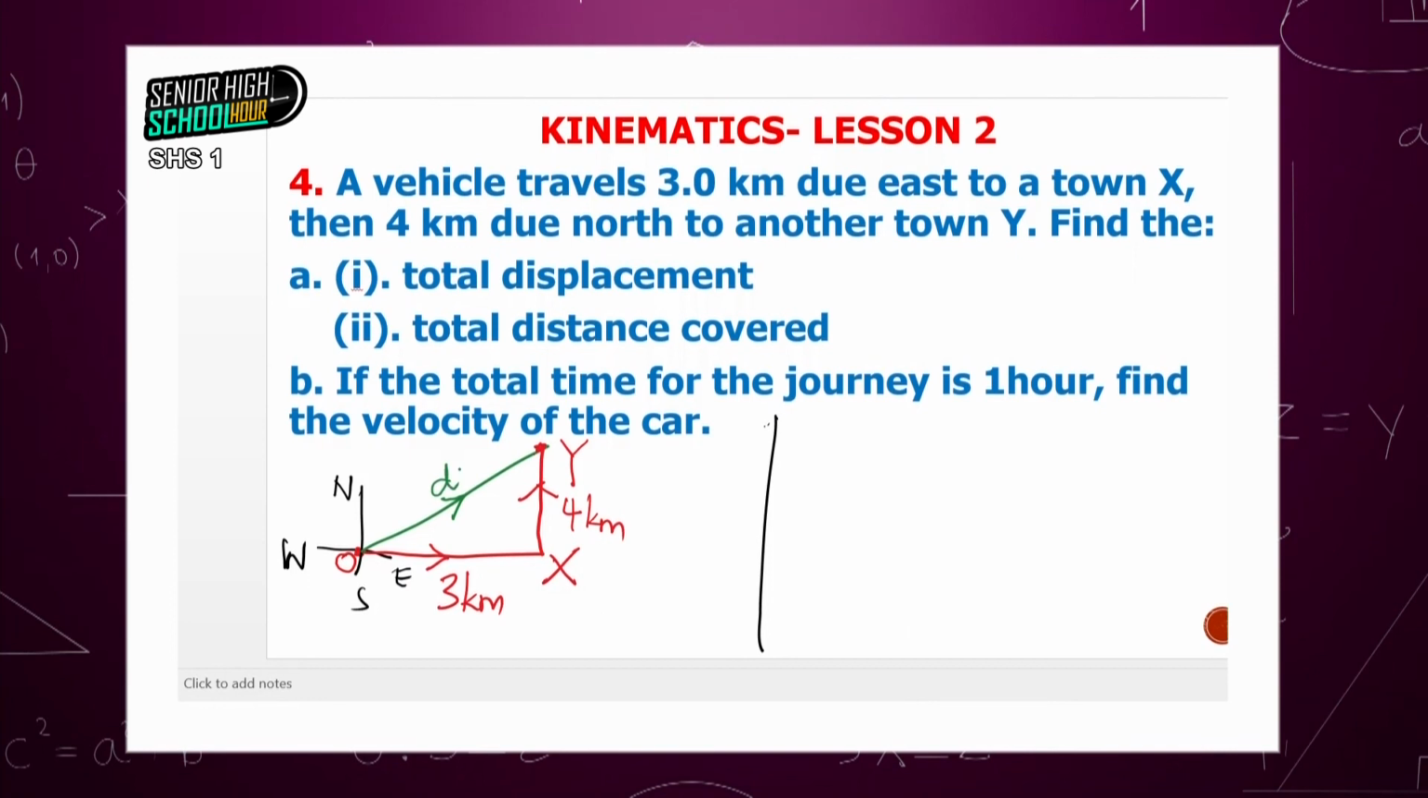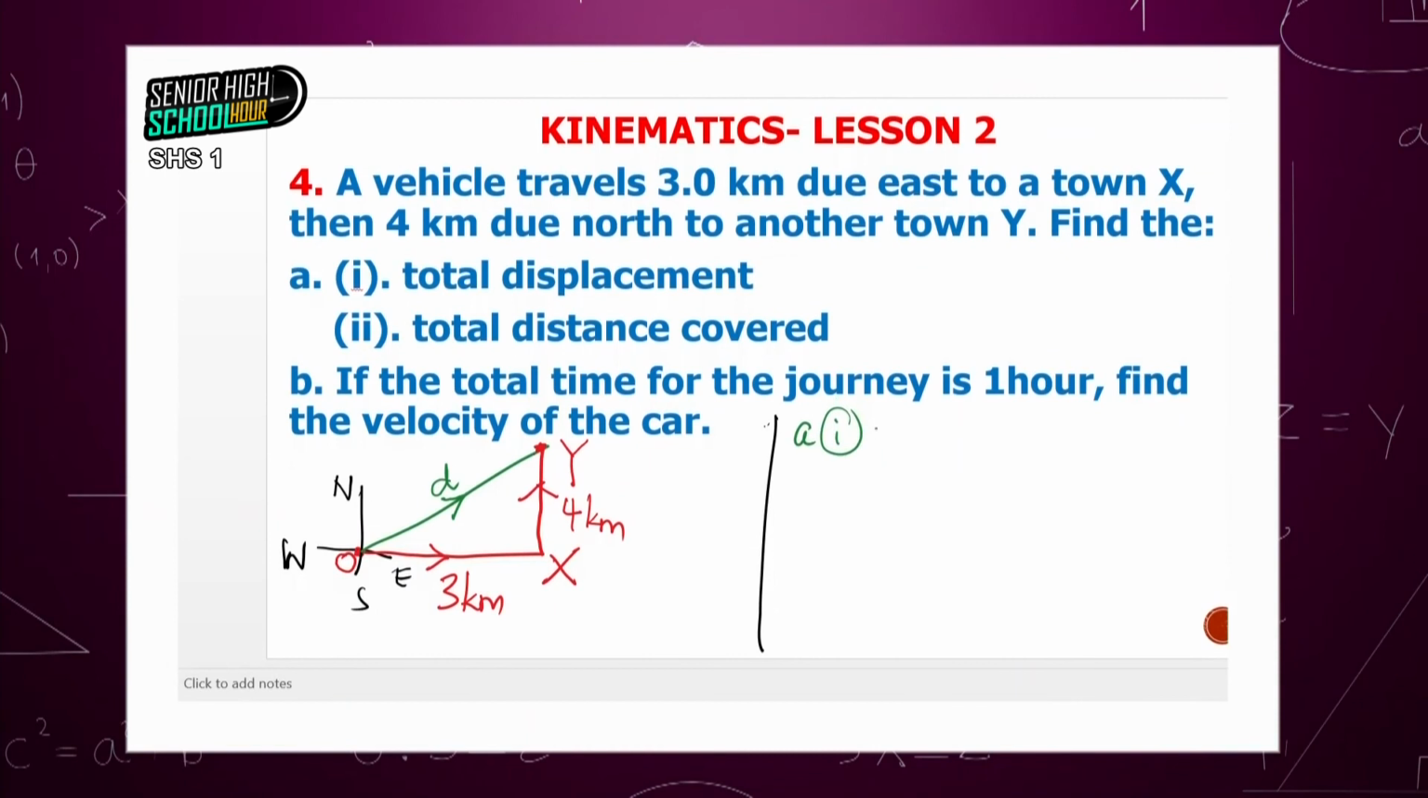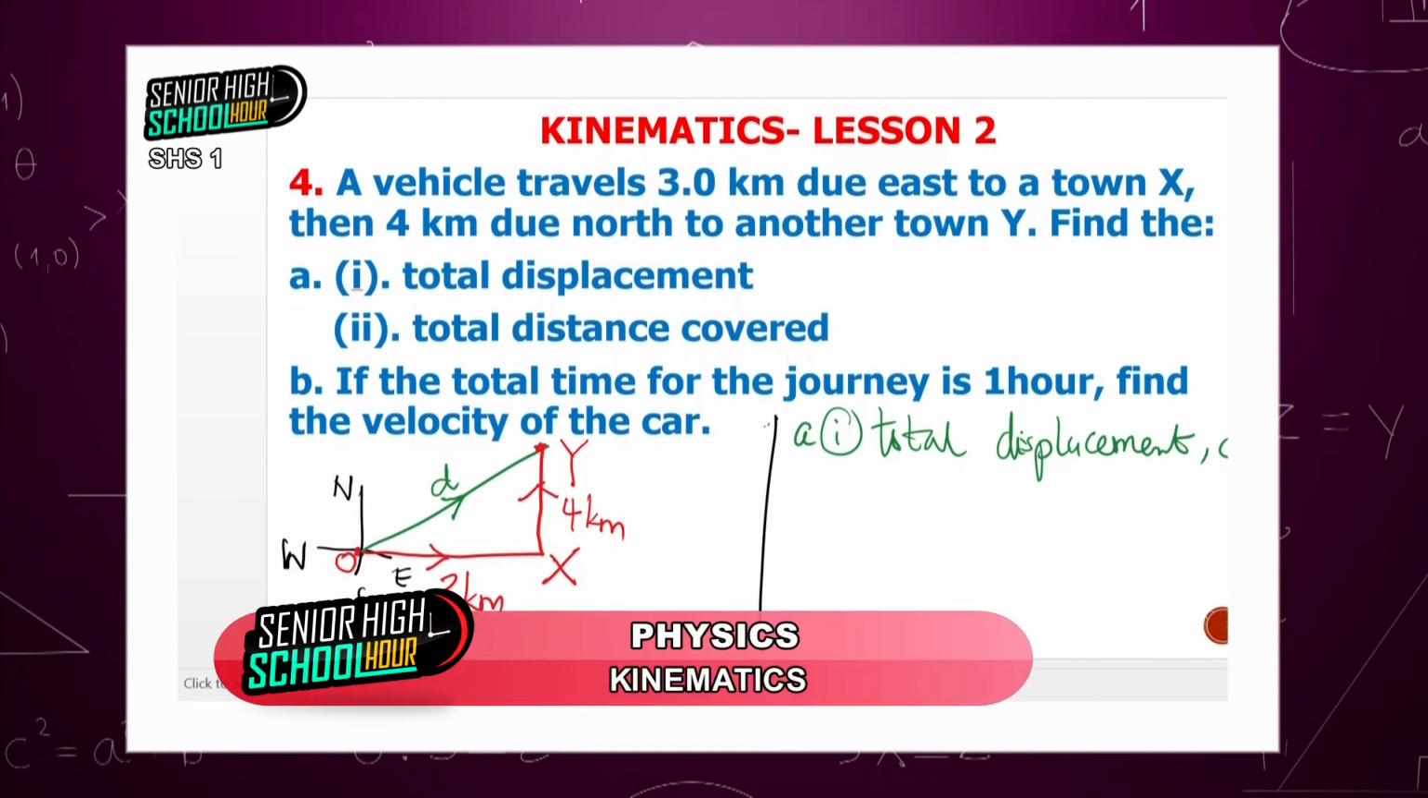So let me say D is that distance. And the diagram you can see is a right angled triangle with the displacement being the hypotenuse. So we are going to apply Pythagoras theorem to find that hypotenuse, which becomes our displacement. So A, I, total displacement, from the diagram, that's D. So I'm going to apply the Pythagoras theorem.